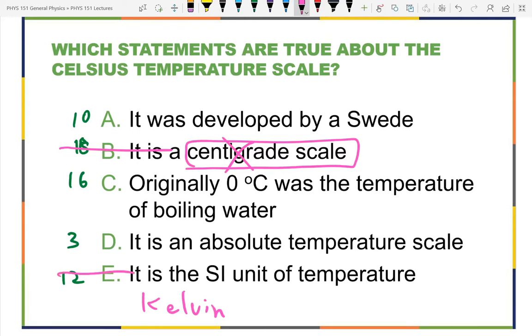Eric. I remember before you said that they flipped it, so originally 0 was the boiling water. Yep. Those were the two correct answers. Kelvin is an absolute. Kelvin applies to both this and this. Originally, 0 degrees was the temperature of boiling water, and that was flipped after he died. So now 0 is the temperature of freezing water.